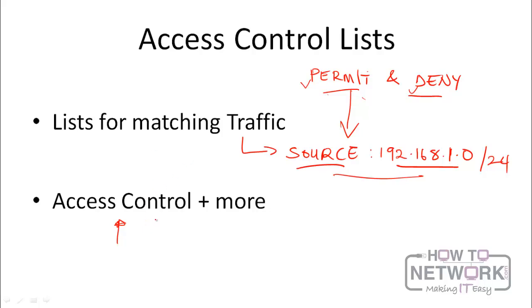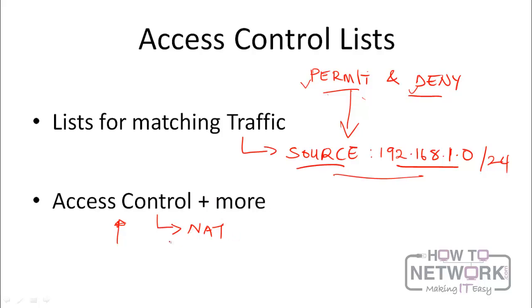But access lists are also used for other things. For instance, they can be used for network address translation. If you have an access list that is defined and used for a NAT entry, then depending on the addresses that are permitted in the access list, those are the addresses that will be translated. So in that case, access lists are only used to decide which traffic will be translated.